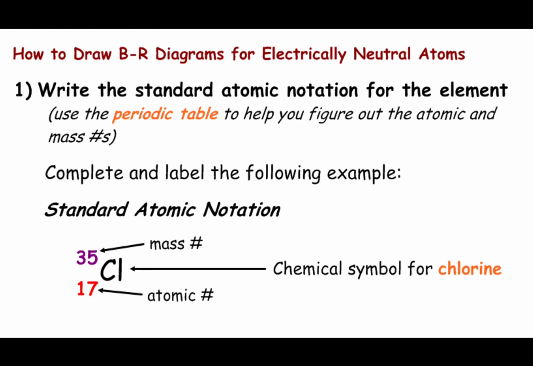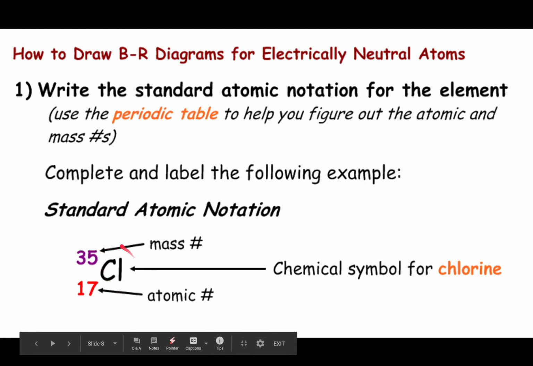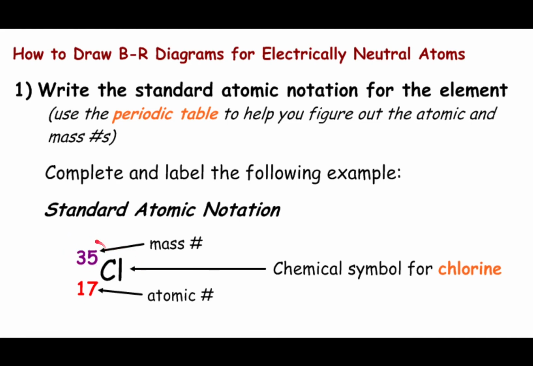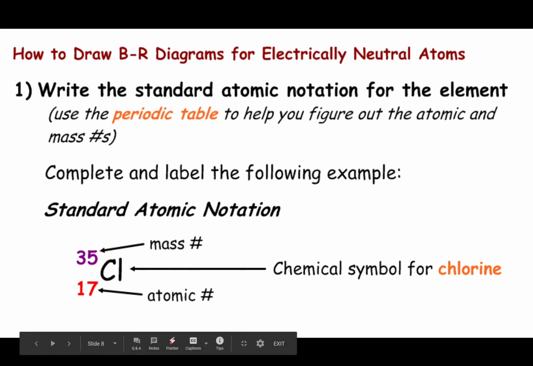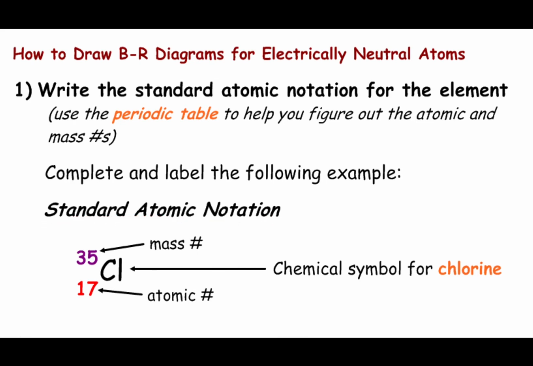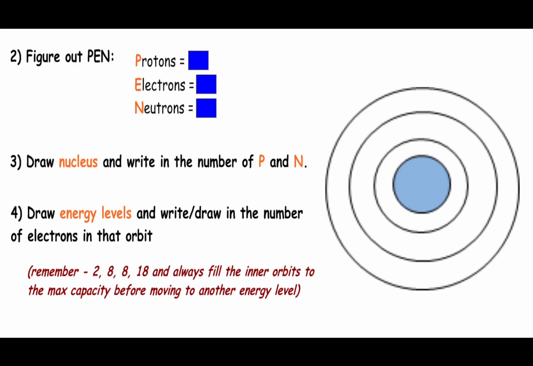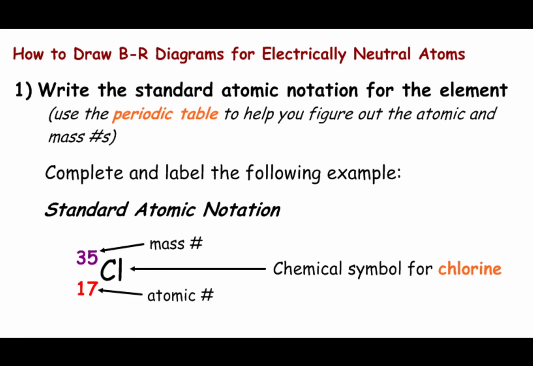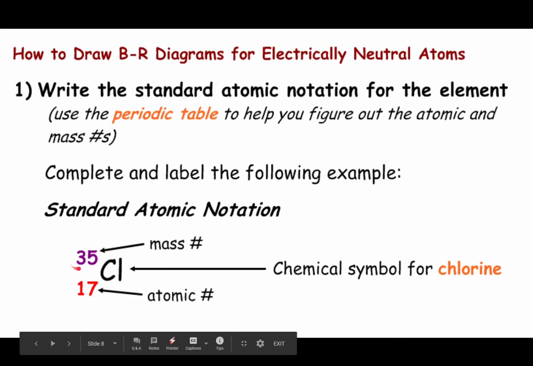So for chlorine, here we would have pulled the symbol from the periodic table. All right, we would have taken the mass number 35 from the periodic table and the atomic number 17. All right, so when we write the standard atomic notation, it makes it a lot easier for us to then figure out the rest of the information we need for Bohr Rutherford diagrams. All right, so to figure out the protons, electrons, and neutrons, and just a friendly reminder, we're dealing with chlorine with 35 for its mass and 17 for its atomic number.